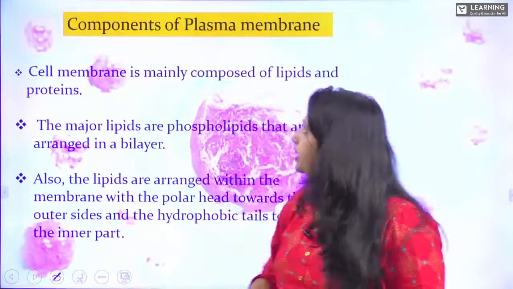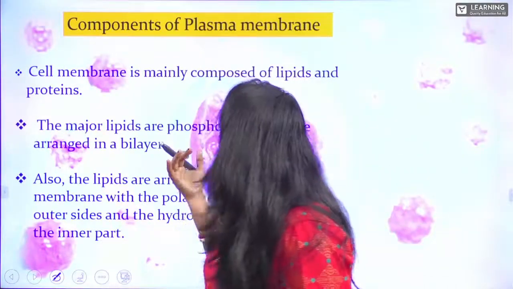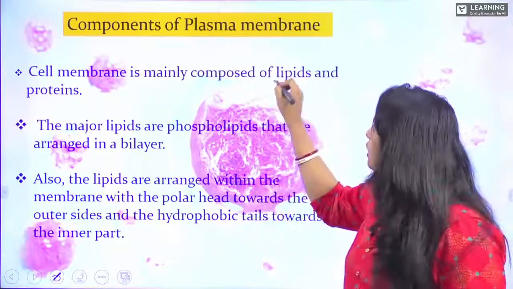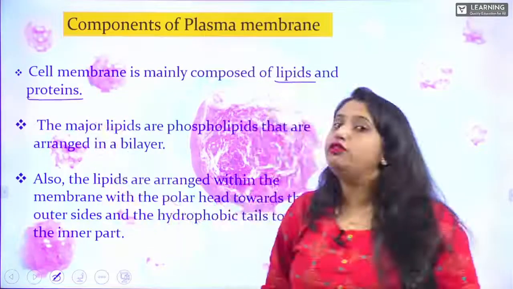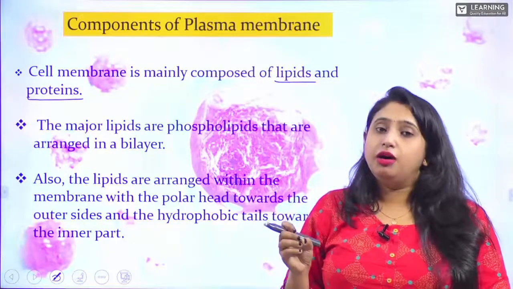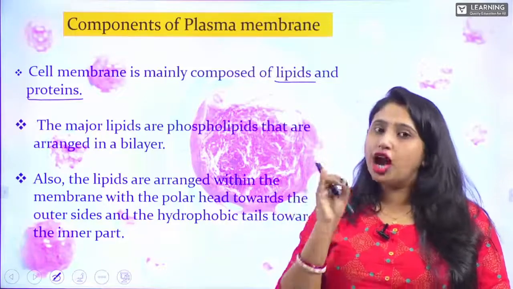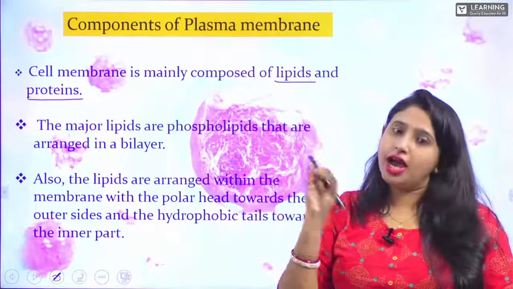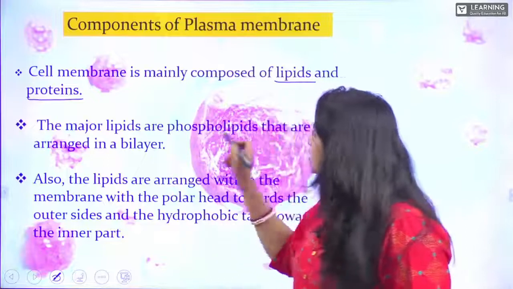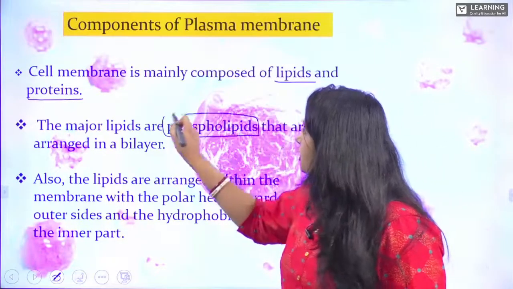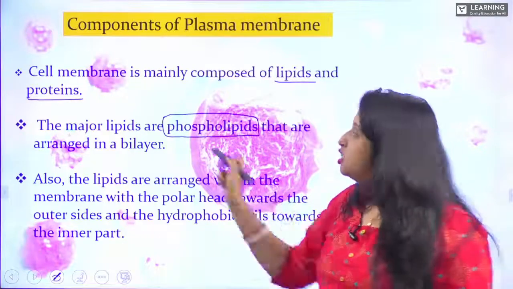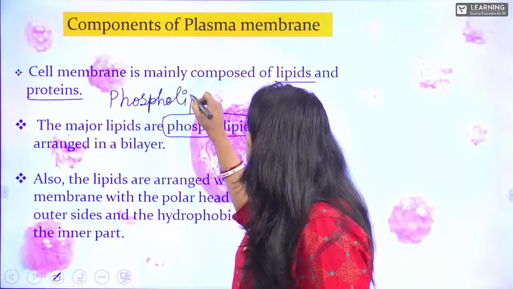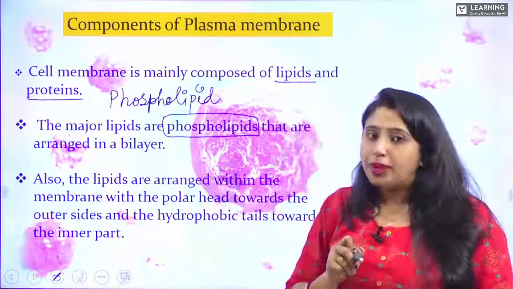Yes. Next, let us see what the components of the plasma membrane are. The cell membrane is mainly composed of lipids and proteins, but it was also seen that the plasma membrane also consists of carbohydrates. So mainly the cell membrane consists of lipid and protein. The major lipids are the phospholipids, that is, phosphate groups and lipids. This is the major lipid present in the plasma membrane.